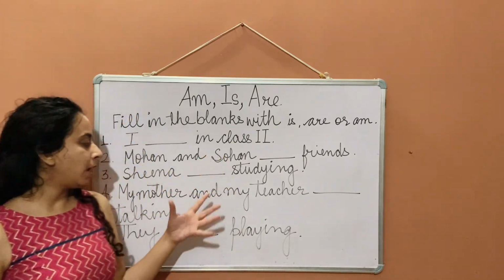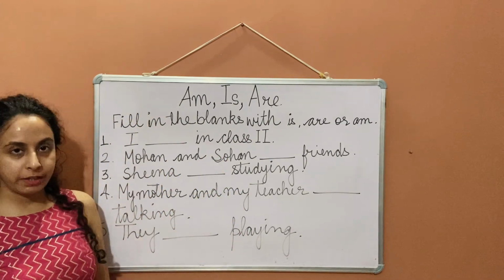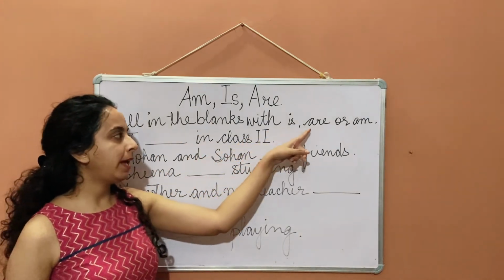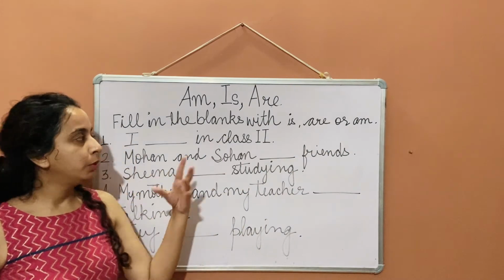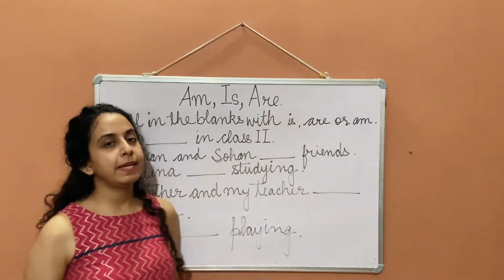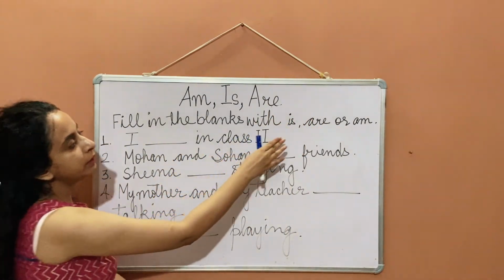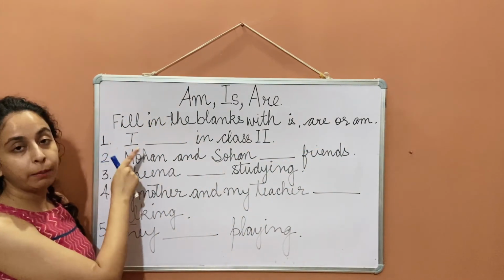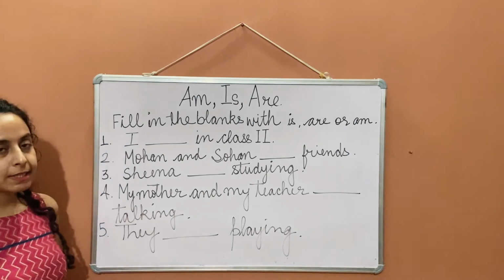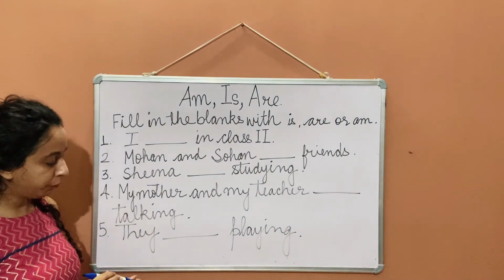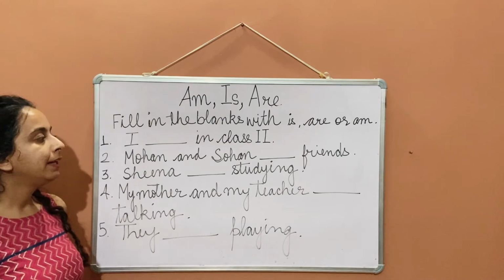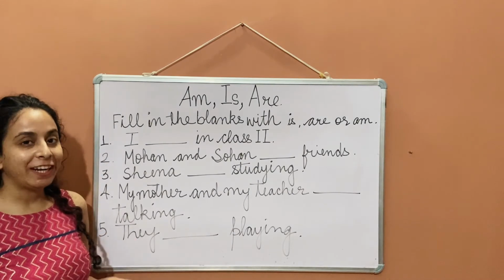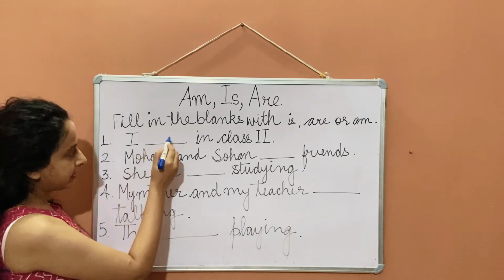Now let's look at some examples. Okay, so these are a few examples that I have taken. The question is, fill in the blanks with is, am, or are. So is, am, or are are the helping words, and out of these three, you have to choose and write here the correct helping verb. So let's look here. First is, I blank in class second. What can we write here? Can I write here is?